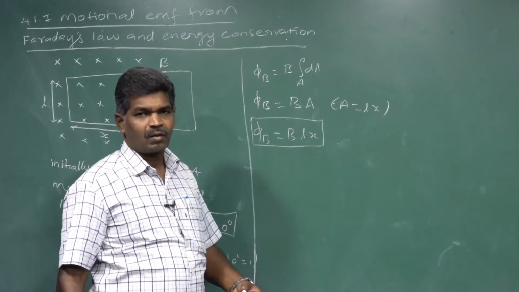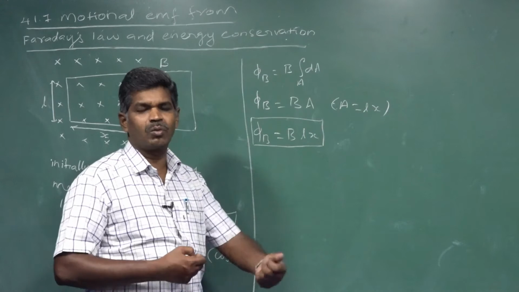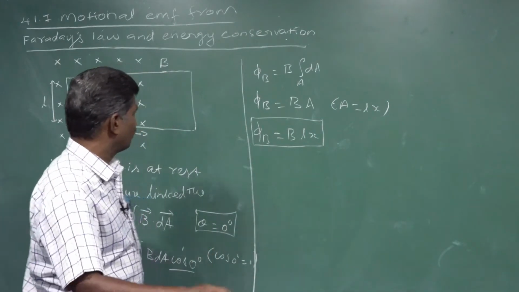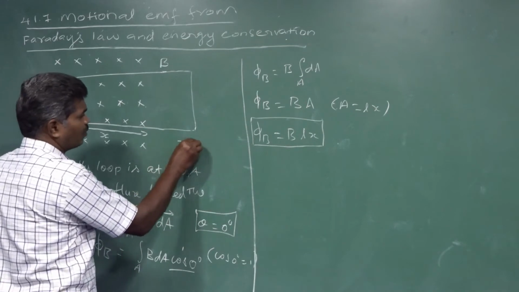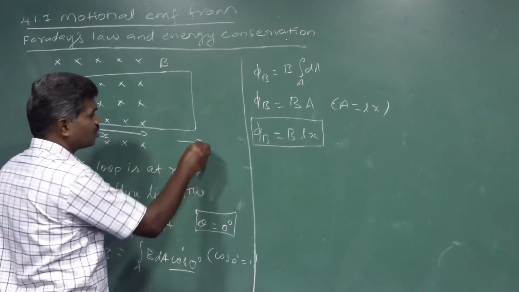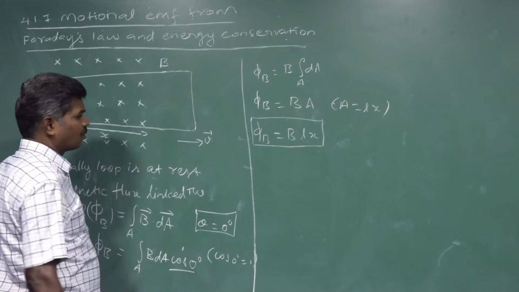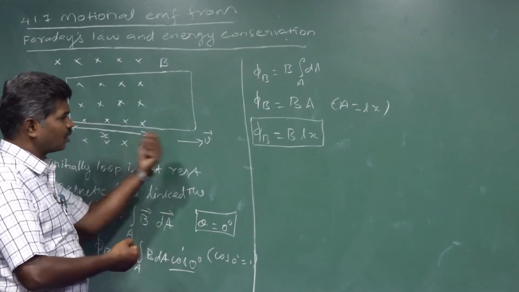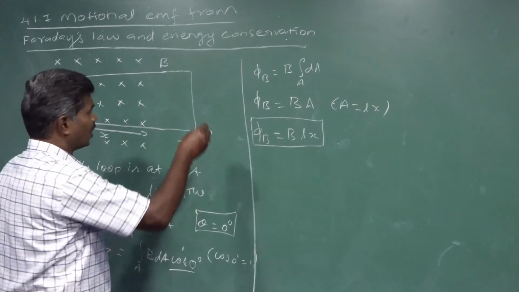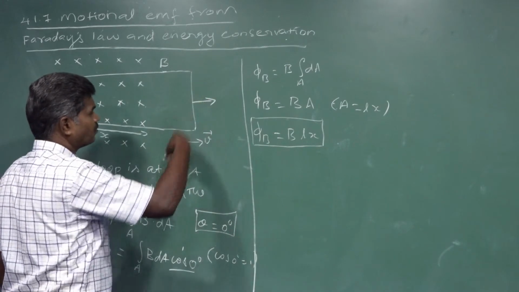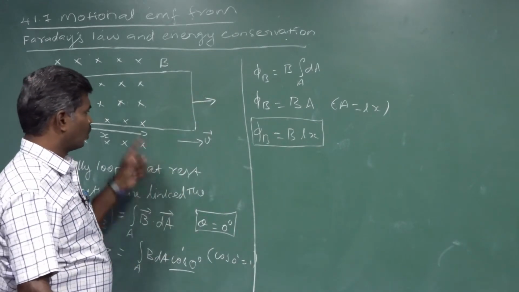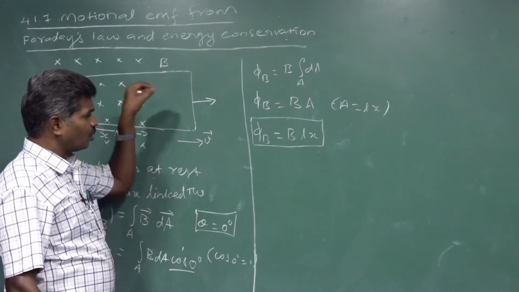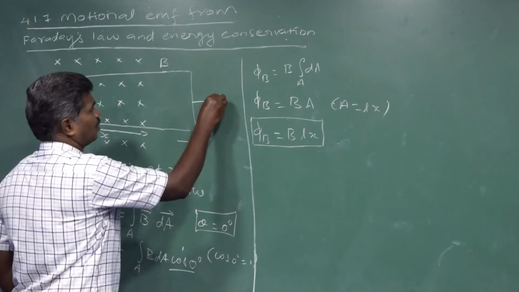Now we are going to move the loop with a certain constant velocity. The moving velocity is a constant velocity, v vector. If you want to move the loop, we have to apply a force in this direction, because to move it with a certain velocity v, we want to apply a force.